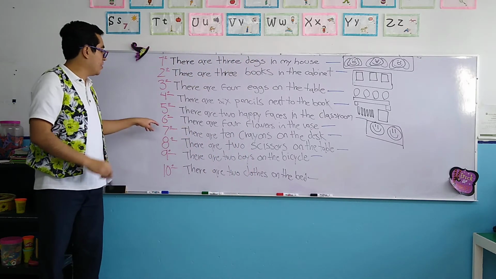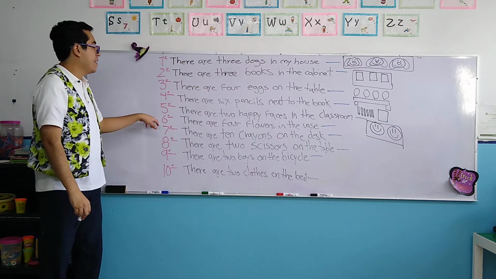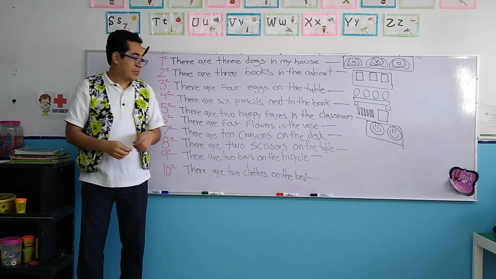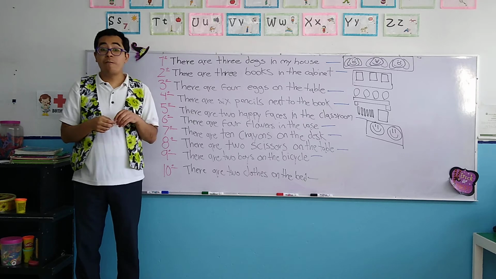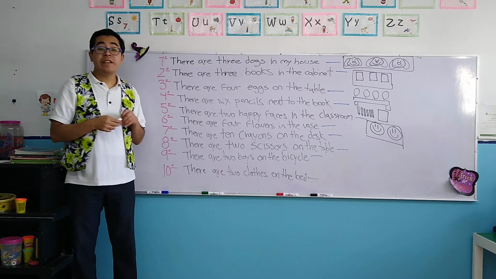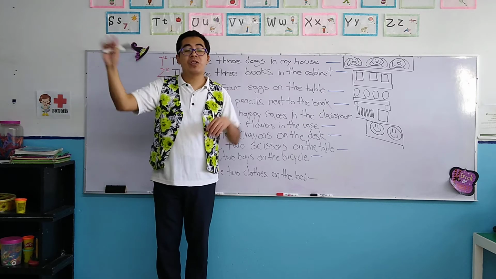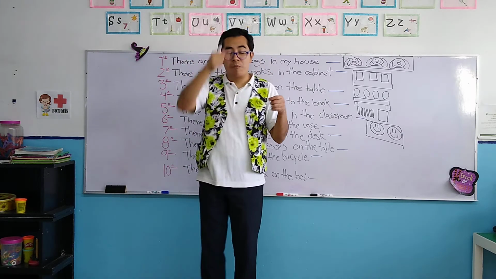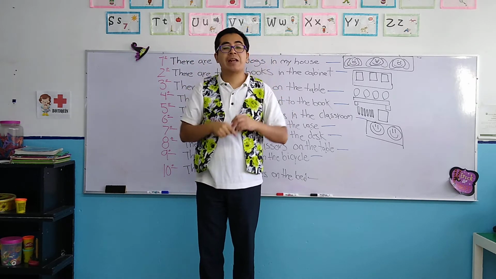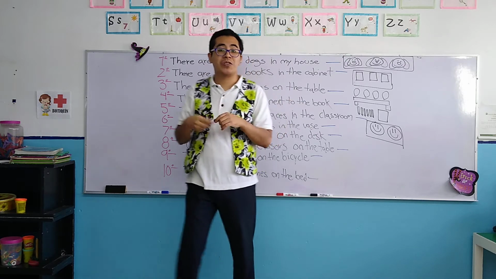Excellent. Let's continue with the sixth sentence. The sixth sentence, it says, there are 4 flowers in the vase. We have flowers and we have a vase. Don't forget that a vase is where we put the flowers. El jarrón es donde ponemos las flores.